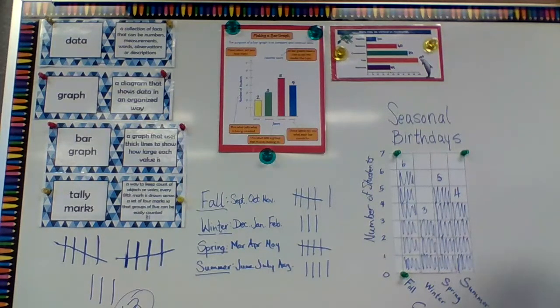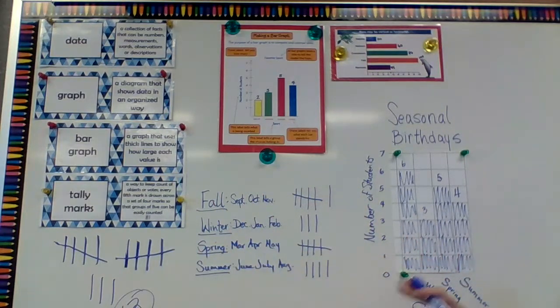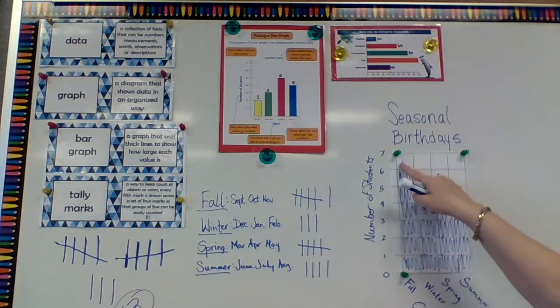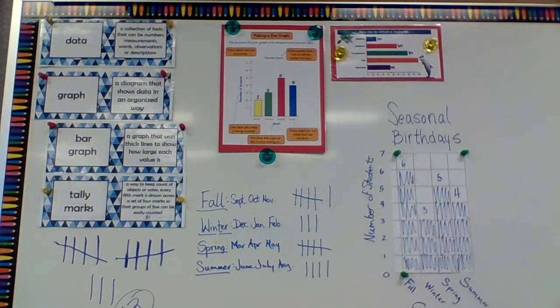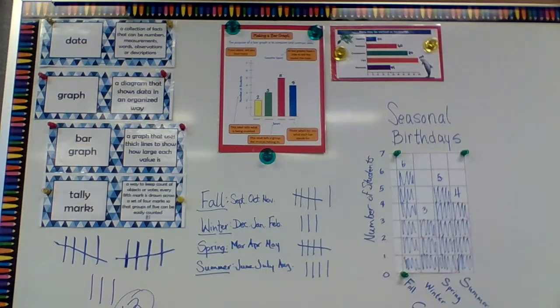All right, now if I were going to ask you some questions, I don't have to look at this information here. I can look and I can use the bars to help me, or I can even look at the numbers I have written at the tops of the bars. So if I were to say to you, which season has the most birthdays? Well, 6, fall. Okay, which season has the fewest birthdays? 3, winter.